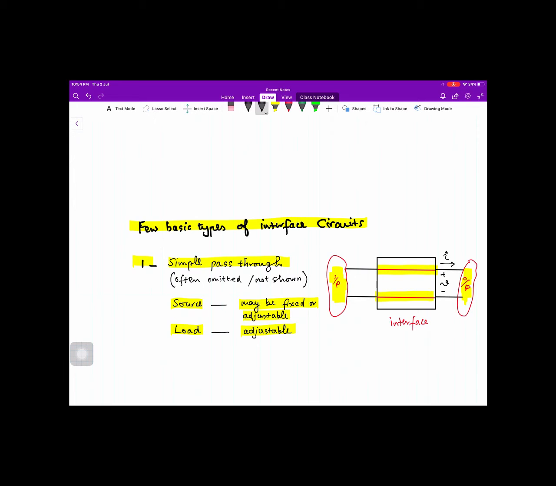So this is a very basic type. Basically in the interface there is nothing. We connect the input to the output directly, while the output is adjustable. So with the adjustable load, we can meet the output conditions, a specific output load voltage and specific output current, because the load is adjustable.